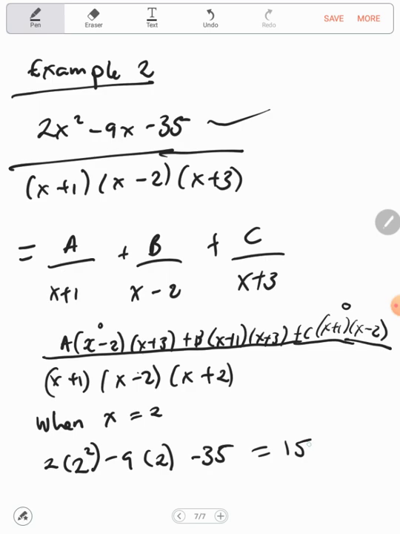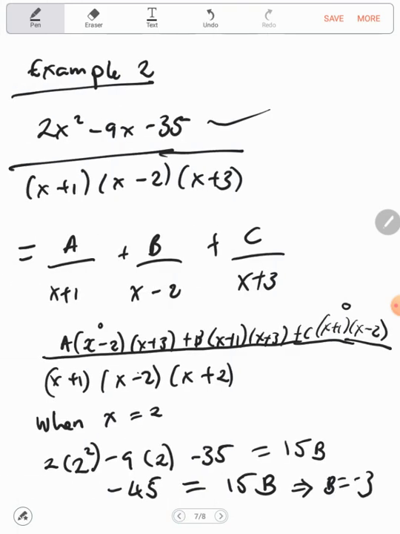15 what? B. So the answer here when you compute this is minus 45 is equal to 15b. This just implies that b is equal to minus 3. Okay. So again, we have solved for b.